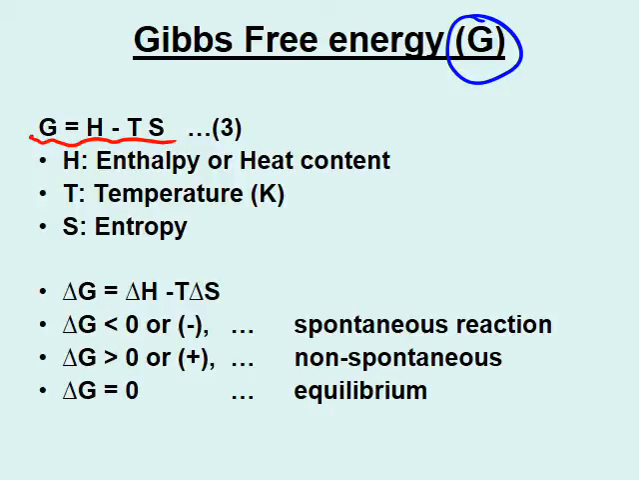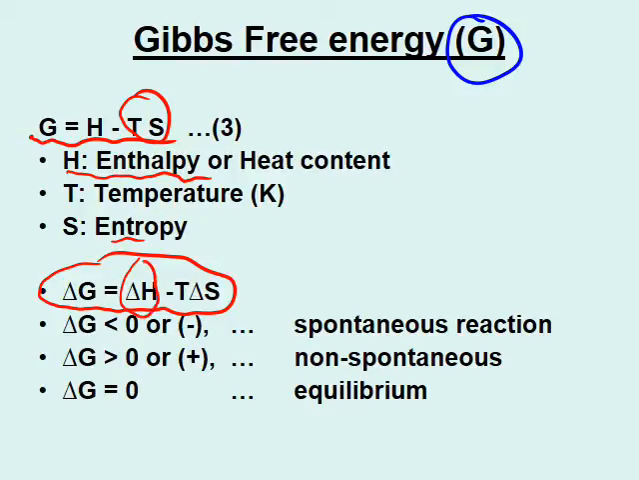Gibbs free energy is made up of two components. H is enthalpy or heat content, and the other quantity is T times S. S is entropy, T is the temperature in Kelvin. So delta G would be given by delta H minus T delta S, where delta H, you already know about from your previous chemistry class, is change in enthalpy or heat content.